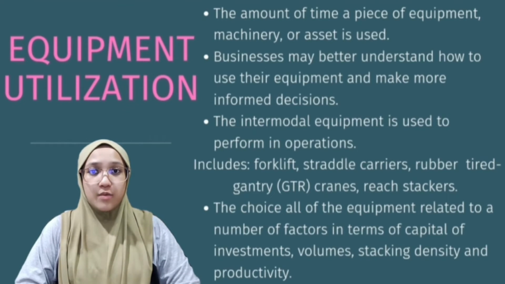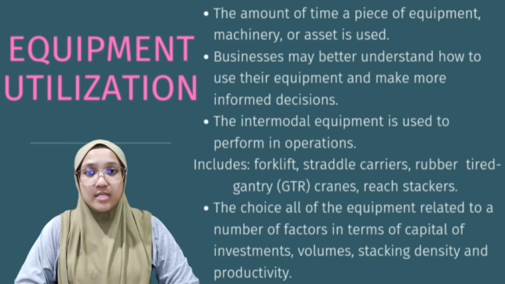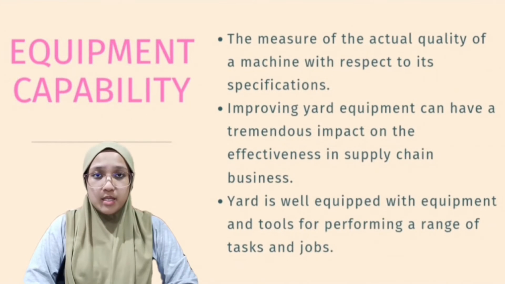The choice of the equipment is related to a number of factors in terms of capital investment, volume, stacking density, and productivity. Equipment capability is the measure of the actual quality of a machine with respect to its specifications. The capability of an equipment or process is to fulfill the defined requirements that are often specified by characteristics of the values.